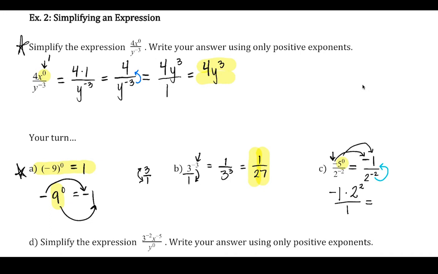So now I can simplify it fully. I can actually square the 2. So negative 1 times 2 squared, and 2 squared is 4, over 1. But anything over 1 is just itself, so you really don't need to include that over 1 part anymore, or at least for your final answer. And then next we can just multiply negative 1 times 4, so negative 4.